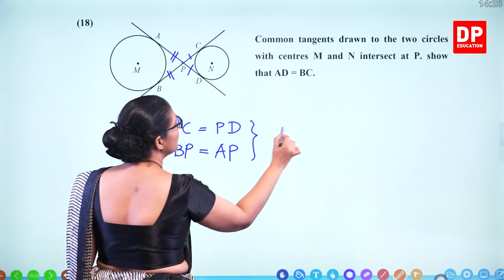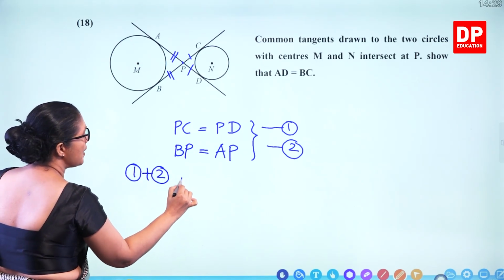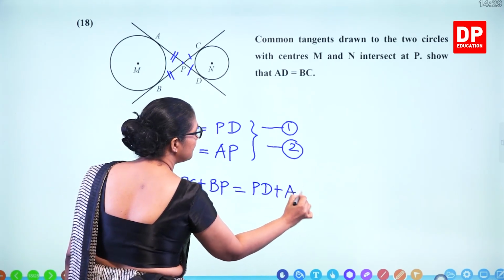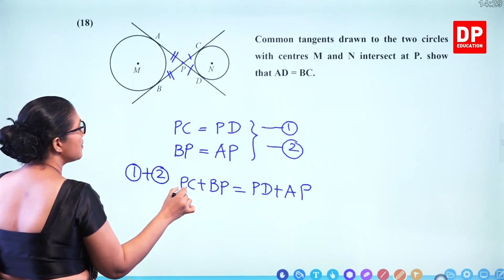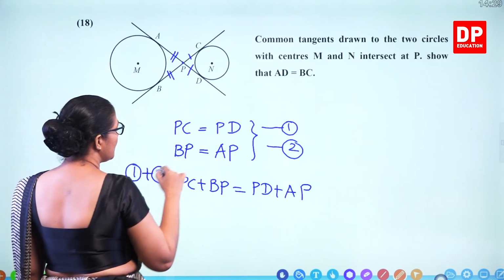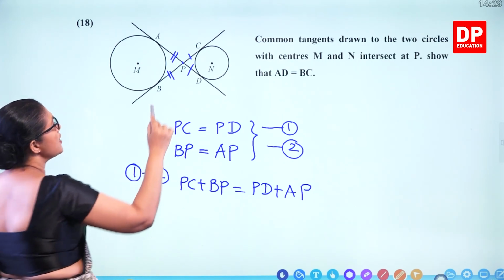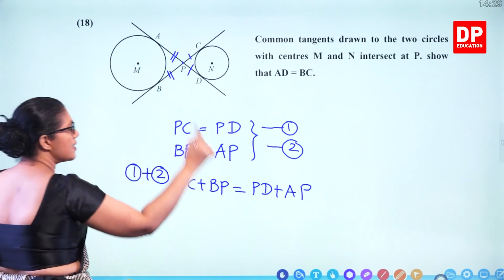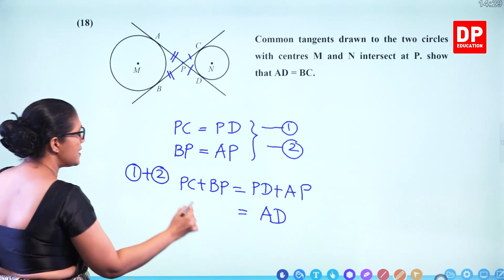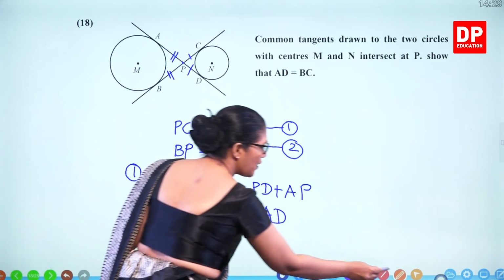When you add these two, 1 and 2, what happens? PC plus BP equals PD plus AP. Here PC plus BP, so what is that? This one is AD, and this side is PC and PB, you get BC. So straight away you get AD equals BC. So 2 marks for that.